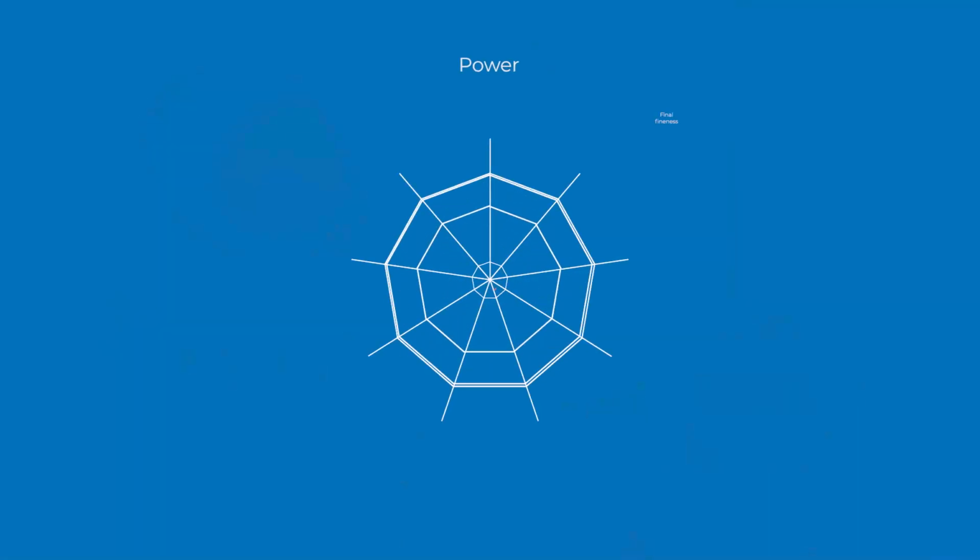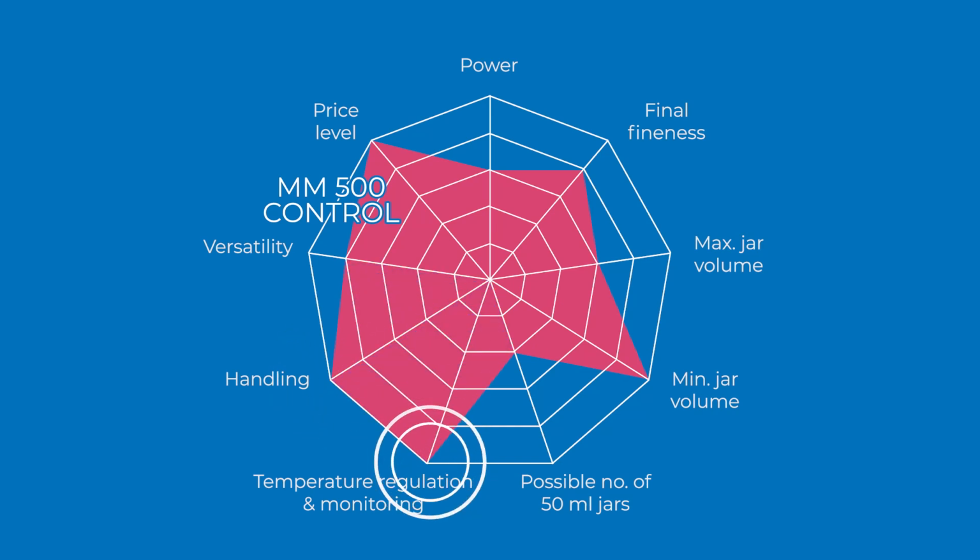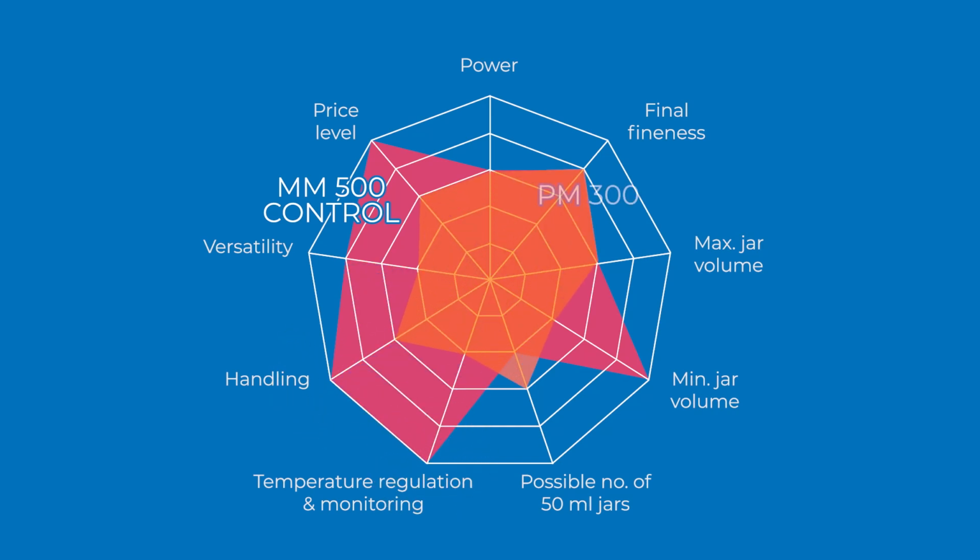The advantages of each ball mill are clearly illustrated on our website. For example, these two diagrams show that the MM500 control has advantages in the field of handling and temperature control, whereas the PM300 has a high energy input and jars of large volume.